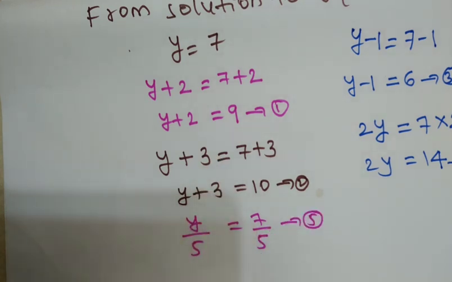So similarly, we can find any number of equations. If the solution is given, then we can find any number of equations. But every equation has only one solution. When the solution of an equation is given, we can find any number of equations.